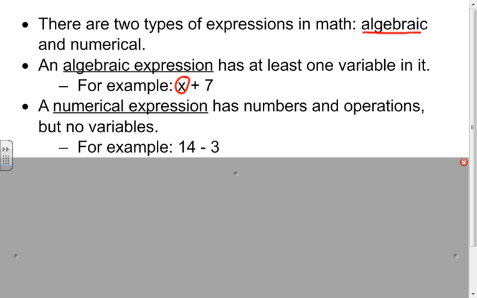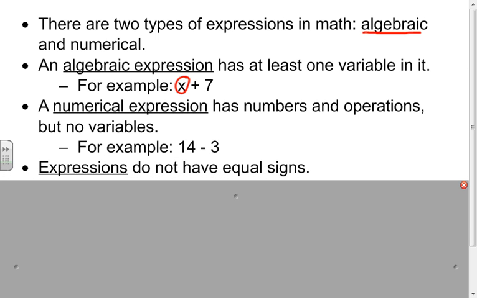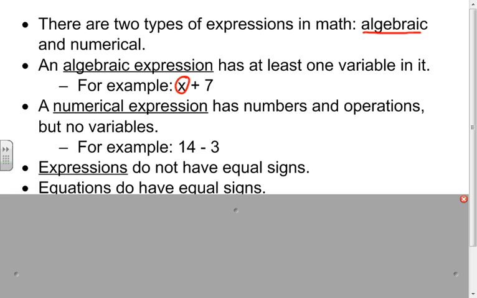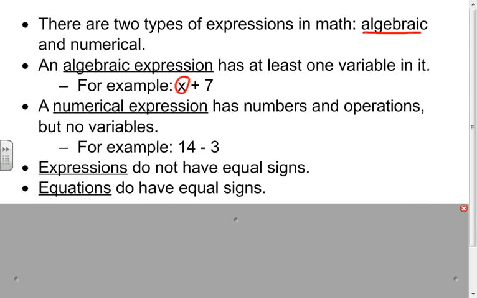We've been using this word expression. An expression is something that does not have an equal sign. The two examples we've got on there, the x plus 7 and the 14 minus 3, there's no equal signs anywhere in those problems, so we call those expressions. If there's something that does have an equal sign, we call that an equation. We'll talk more about equations later on in the chapter.